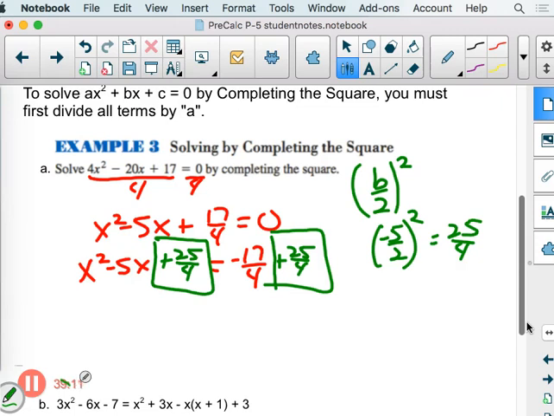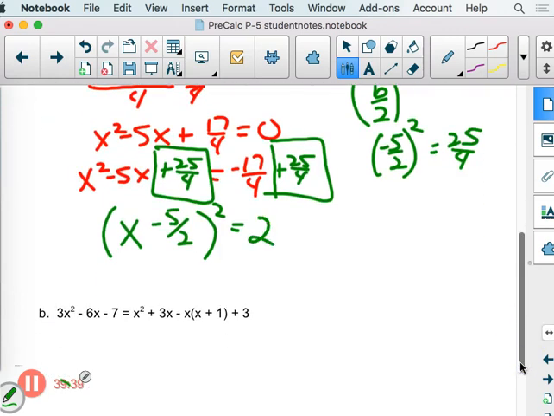Now what we just did was we made a perfect square trinomial, which can be written as a binomial square. So I think, okay, what do you square to get x squared? X. What do you square to get 25/4? We just did that. That's over here. Negative 5/2. And then negative 17/4 plus 25/4 is 8/4, which is 2. Beautiful.